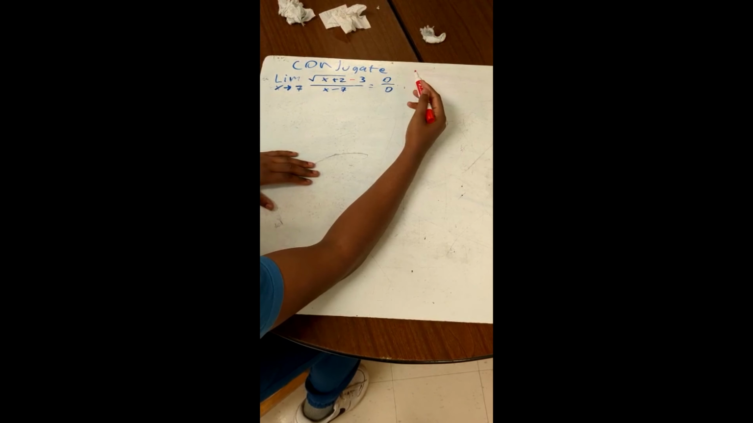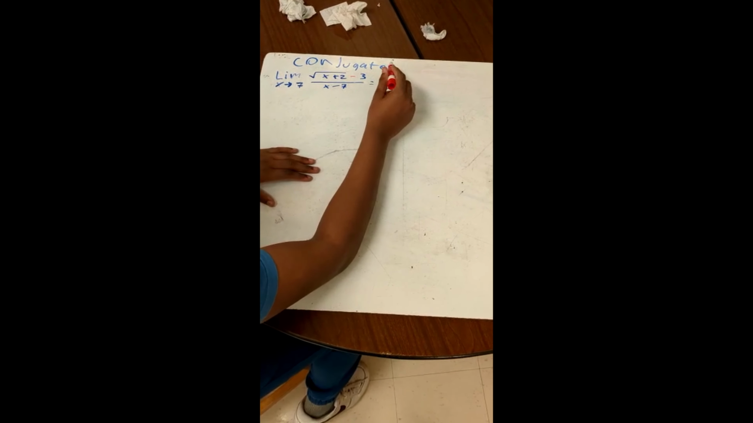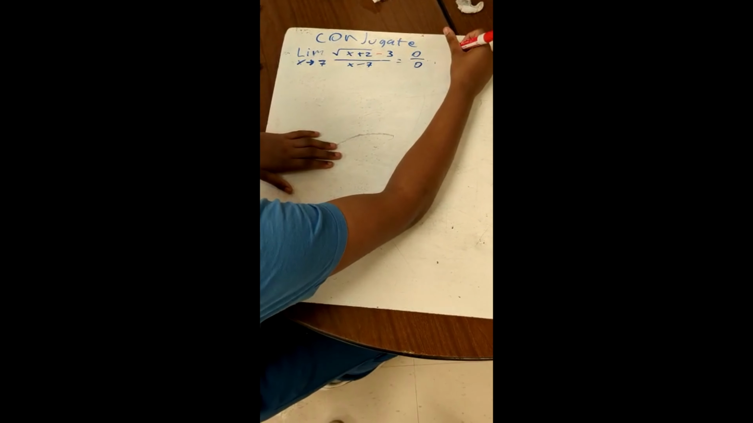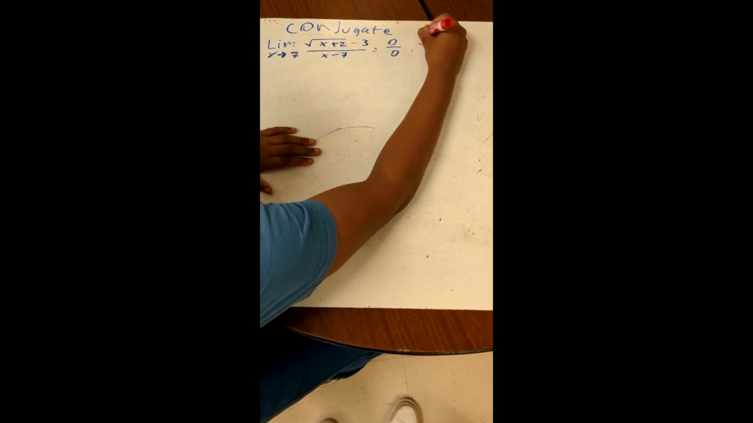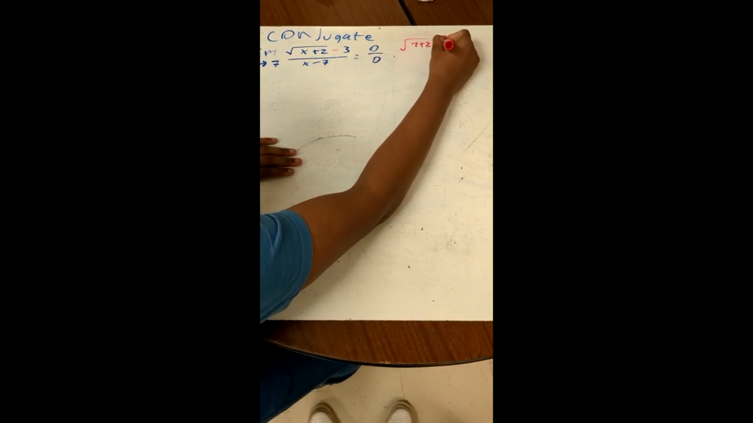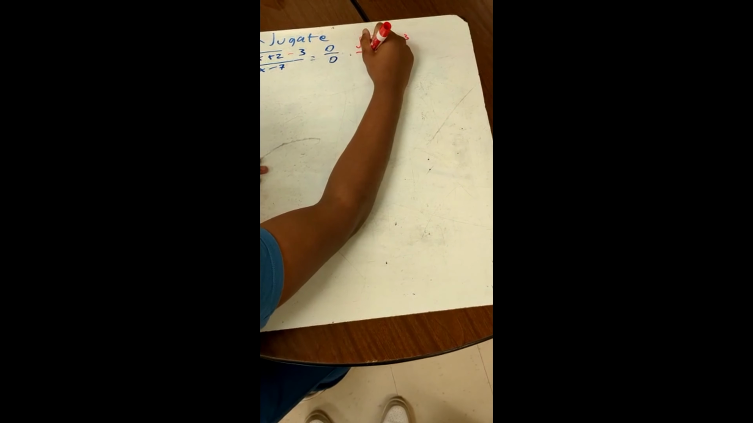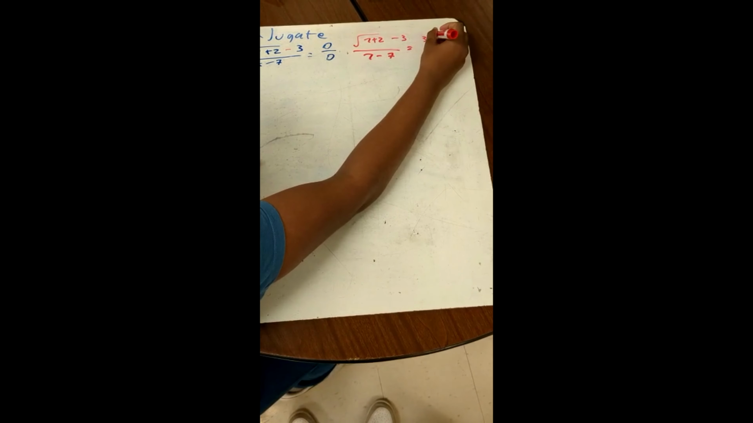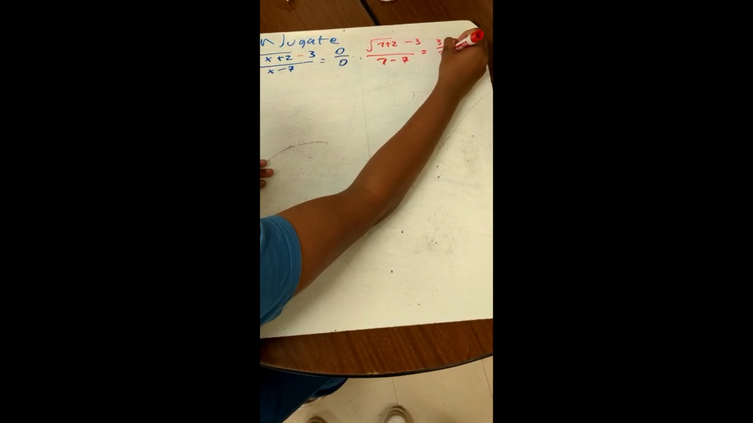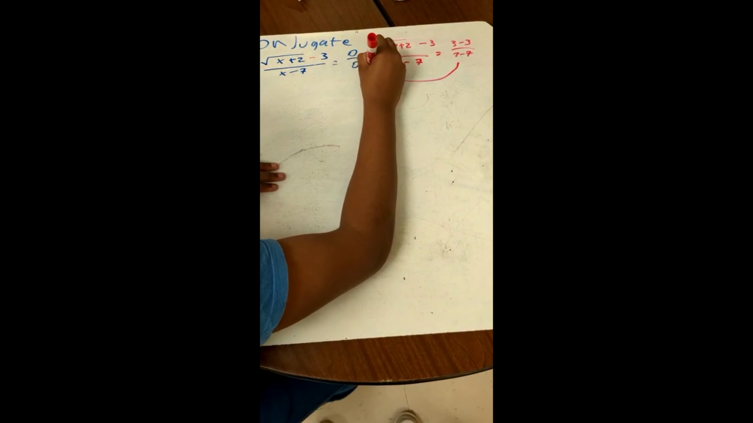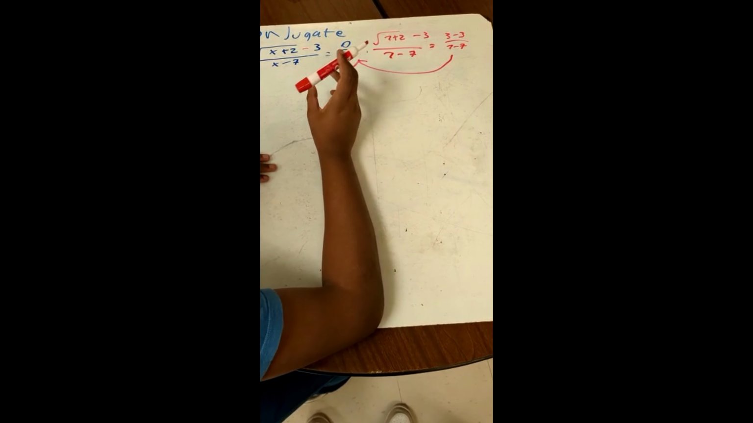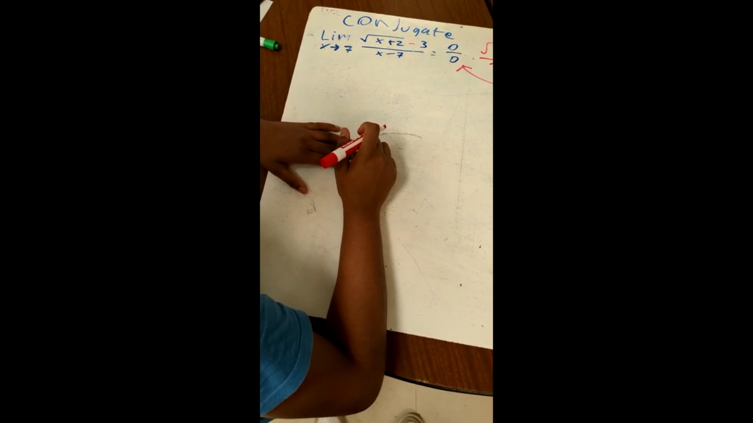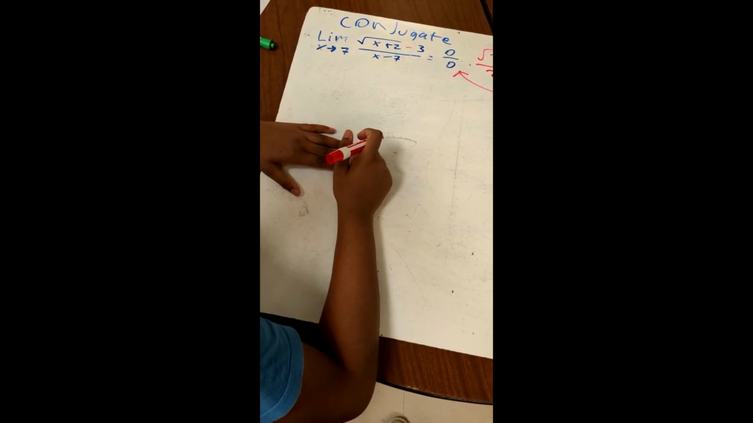Alright, so now we're going to be doing the conjugate form, and as you can see, if you just plug in 7 here, you get 0 over 0. That's the square root of 7 plus 2 minus 3 all over 7 minus 7, which equals 3 minus 3 over 7 minus 7, which just equals 0 over 0. So, since it's indeterminate, we can conjugate it and hopefully figure out what the limit is.